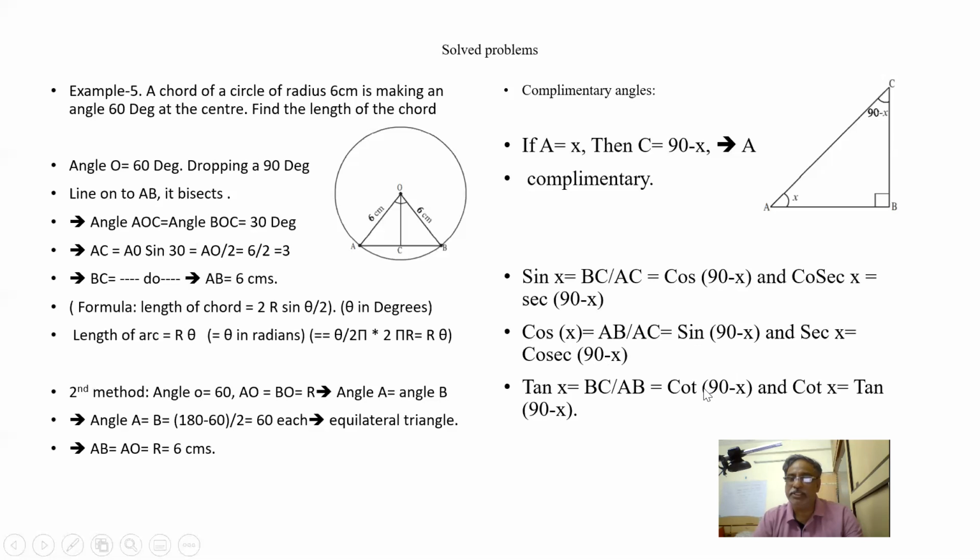Similarly, tan 90 minus x is cot x, and cot 90 minus x is tan x, because they are complementary. For this angle, this is opposite; for the other, this is adjacent. What is tan x? BC by AB. What is cot 90 minus x? Adjacent by opposite, BC by AB. Both are the same. So tan x is equal to cot 90 minus x. So this way, not only is cosecant x 1 by sin x, but sin 90 minus x is cos x, cos 90 minus x is sin x, tan 90 minus x is cot x, and cot 90 minus x is tan x. So this we understand.